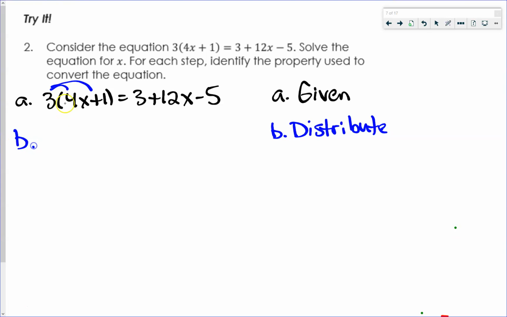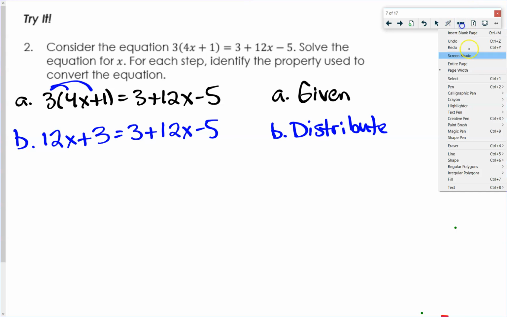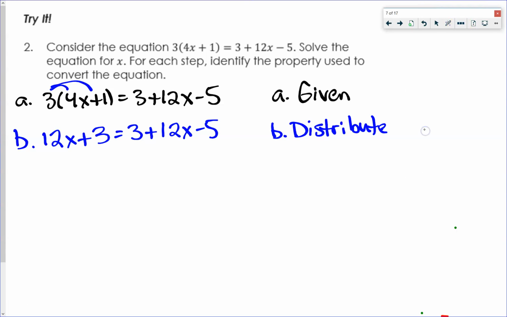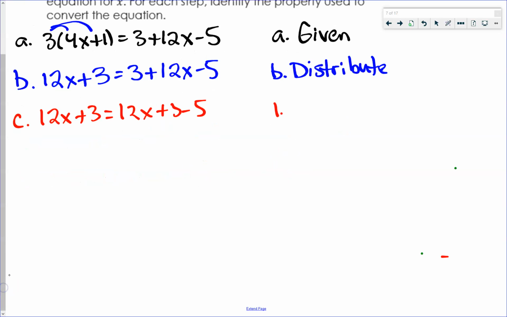When I distribute, 3 times 4 gives me 12x, and then 3 times 1 gives me 3. This equals 3 plus 12x minus 5. I'm going to combine like terms, but I'm going to rearrange this side first. So I'm actually going to switch the 12x and the 3, so that way the 3 and the 5 are next to each other. Remember, I changed the order. So that's going to be the commutative property.